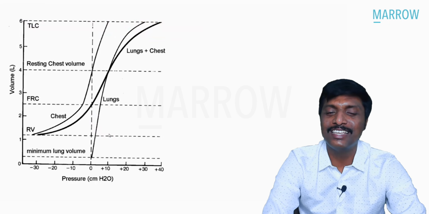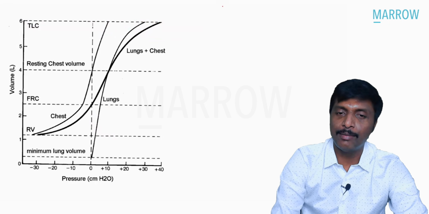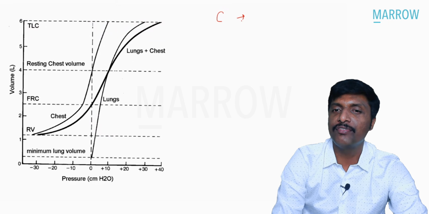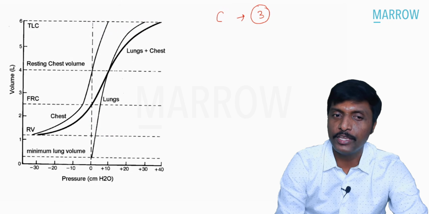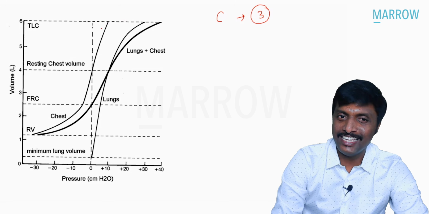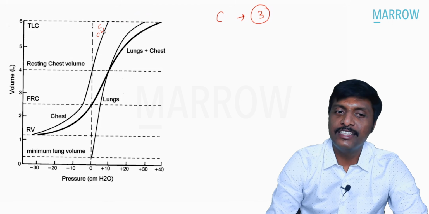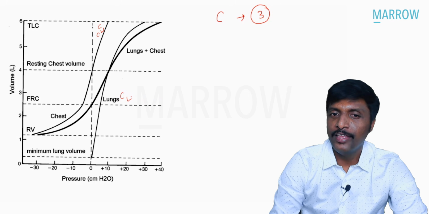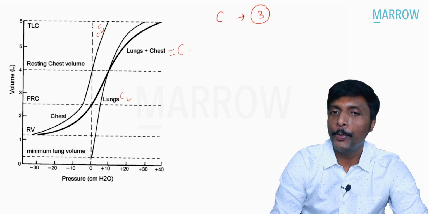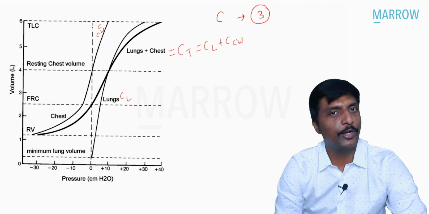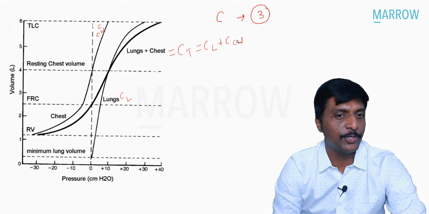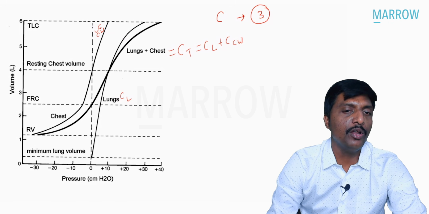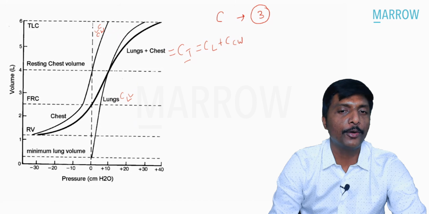Now look very carefully, guys. This graph is about the compliance. We have 3 important compliance graphs shown here. The first one is the compliance of chest wall. The second one is the compliance of lung. The third one is the total compliance, which is the compliance of lung plus compliance of chest wall. Three important compliance graphs shown here: the compliance of chest wall, compliance of lung, and the total compliance.